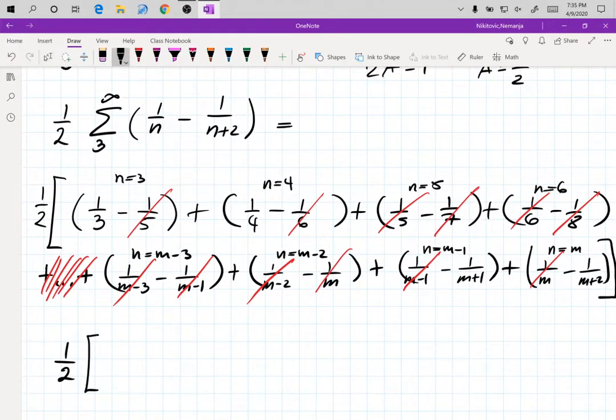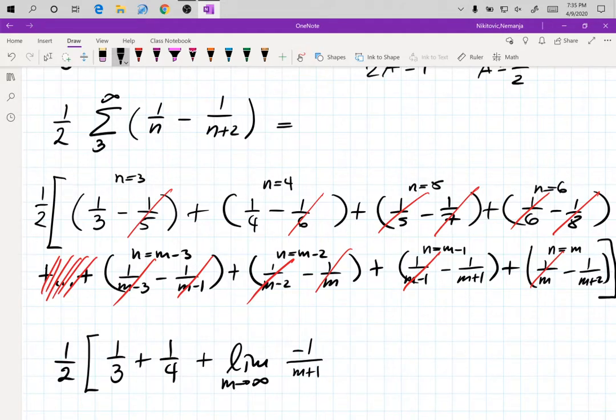1/2 times 1/3 plus 1/4 plus the limit as m goes to infinity of negative 1 over m plus 1 plus negative 1 over m plus 2. In this case, it goes to 0. Remember, previous problem, it went to infinity, right? In this problem, 1 over infinity is 0.